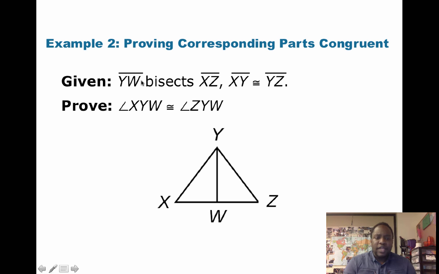So here we're given that YW bisects XZ, and remember, bisects means cuts in half, as well as XY is congruent to YZ. So that's given, and we need to prove that angle XYW is congruent to angle ZYW. All right?